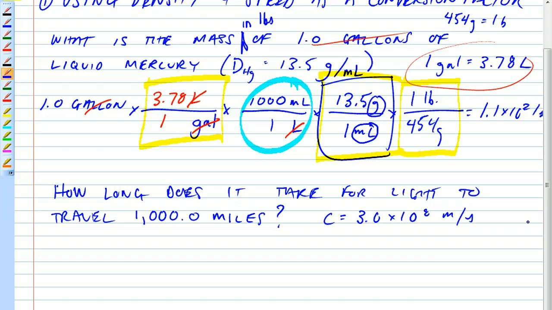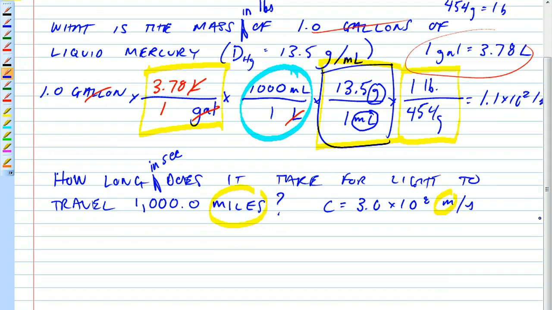Now I can see when I'm looking at this problem, there's another conversion I'm going to need. Because here I have miles, here I have meters. And of course it says how long. Let's say how long in, yeah, we'll just leave it in seconds. Keep it simple. But I know I'm going to need a conversion between miles and meters at some point.